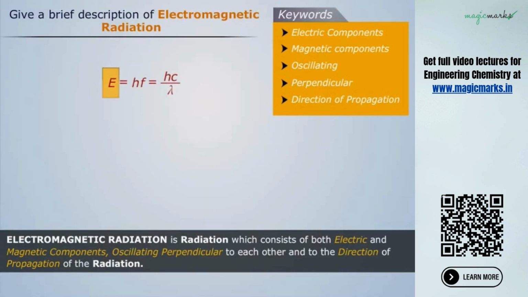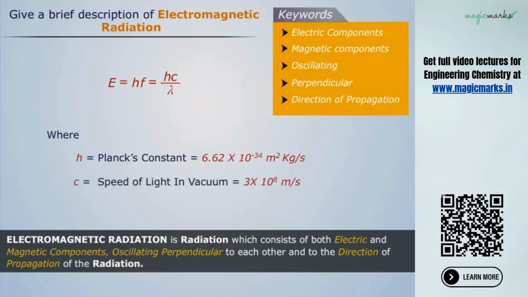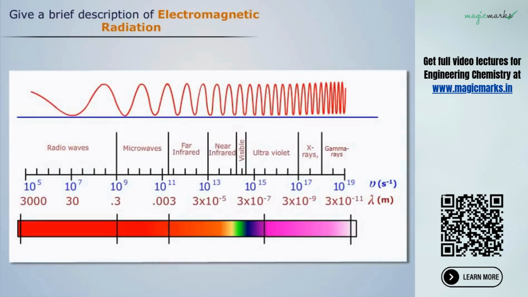The energy E carried by an electromagnetic radiation depends on the frequency f and wavelength lambda of the waves, where h is the Planck constant and c is the speed of light in vacuum. The range of all possible energy, wavelength or frequency of an electromagnetic radiation is called electromagnetic spectrum.